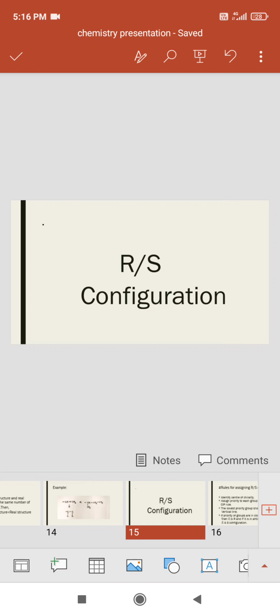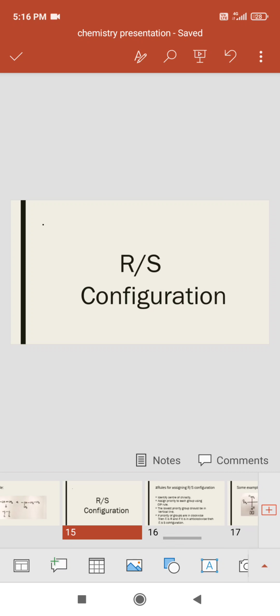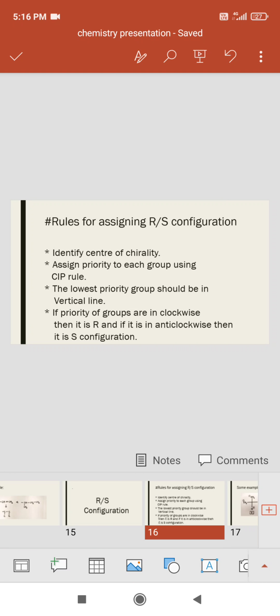Now we have studied the CIP rule. Now the topic is R and S configuration. How do we decide to choose R or S configuration for any group? Here are the rules for assigning the R and S configuration.